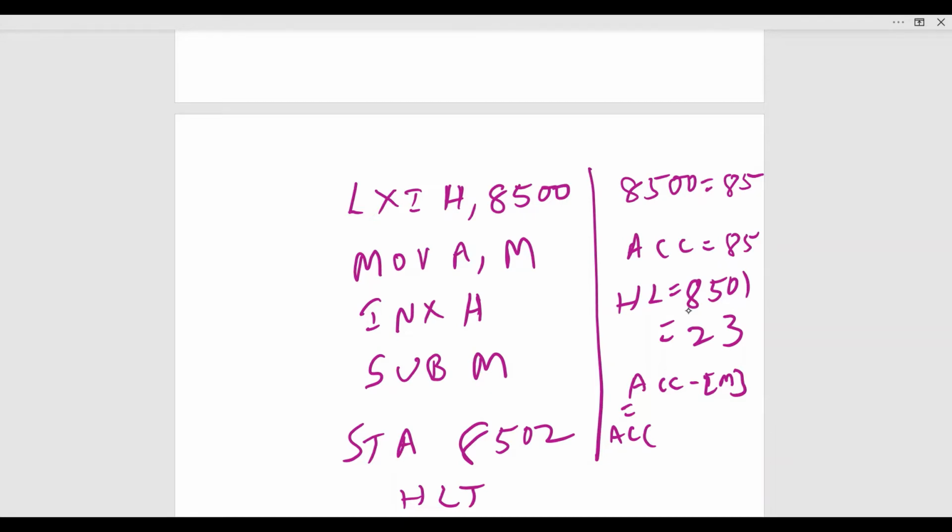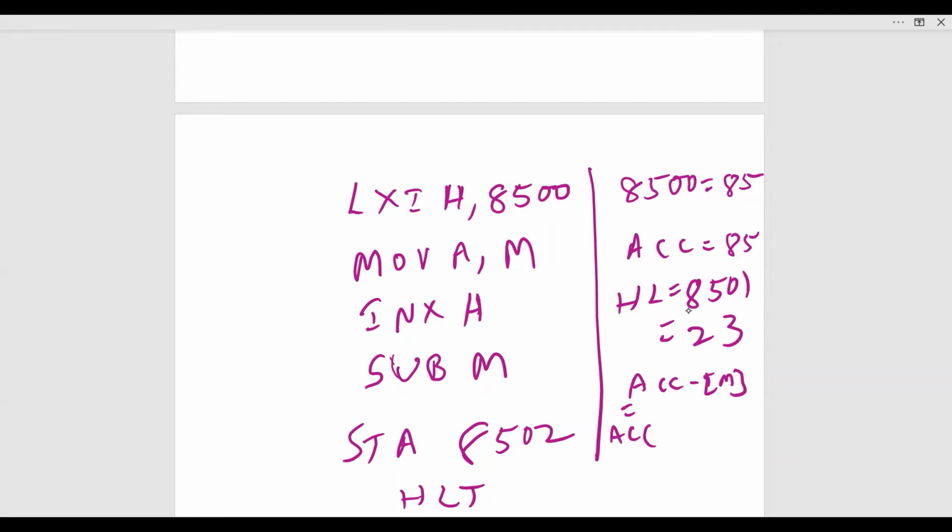Now increment H. Now the HL pair will be incremented to 8501, where we have the second data. Now the first data is in the accumulator. The second data is in the memory 8501. SUB M performs a subtraction of the contents of the memory represented by the HL pair from the contents of the accumulator and stores the result in the accumulator. This instruction performs the operation: accumulator minus the contents of the memory location addressed by the HL pair.